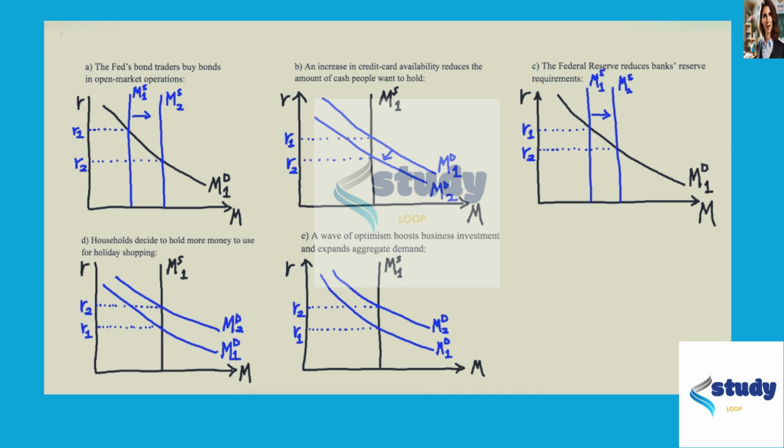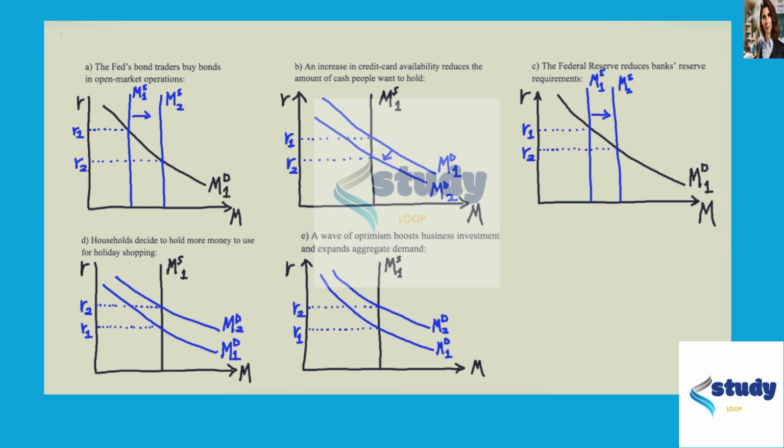Okay, part B asks, what happens when an increase in credit card availability reduces the amount of cash people want to hold? This is even more straightforward because we've been given that people want to hold less money. So, what does this mean? That the demand for money decreases. So the money demand curve will shift to the left. MD1 goes to MD2. And hence, once again, the equilibrium interest rate is going to drop from R1 to R2.